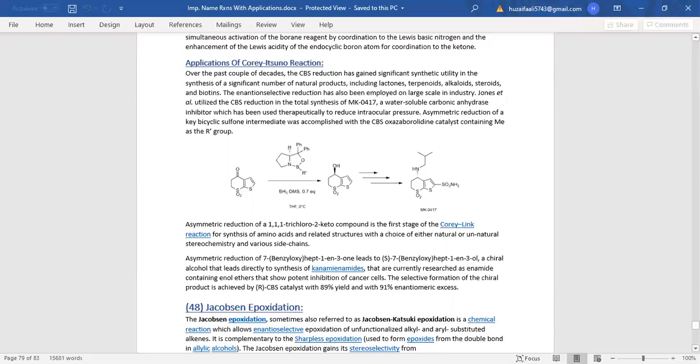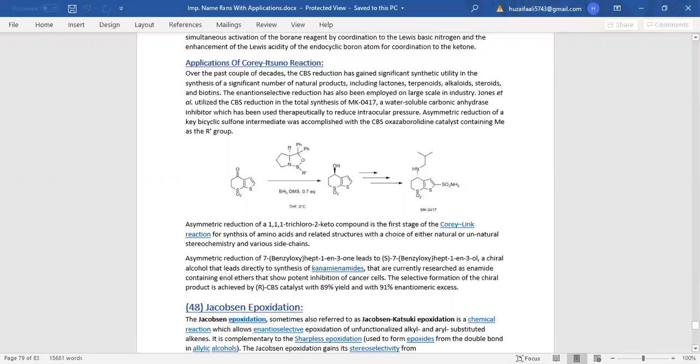Asymmetrical reduction of a 1,1,1-trichloro-2-keto compound in the first stage of the Corey-Link reaction for synthesis of amino acids and related structures, with the choice of either natural or unnatural stereochemistry and various side chains.